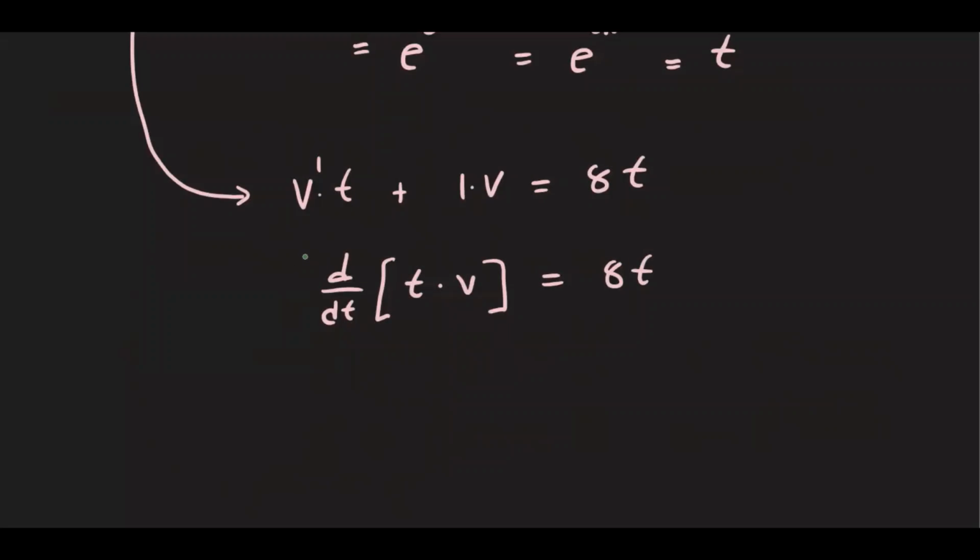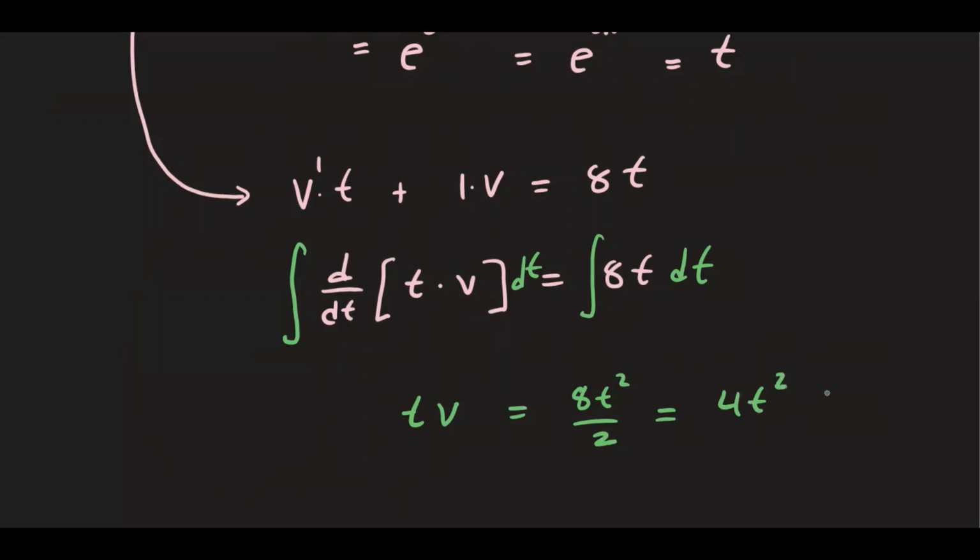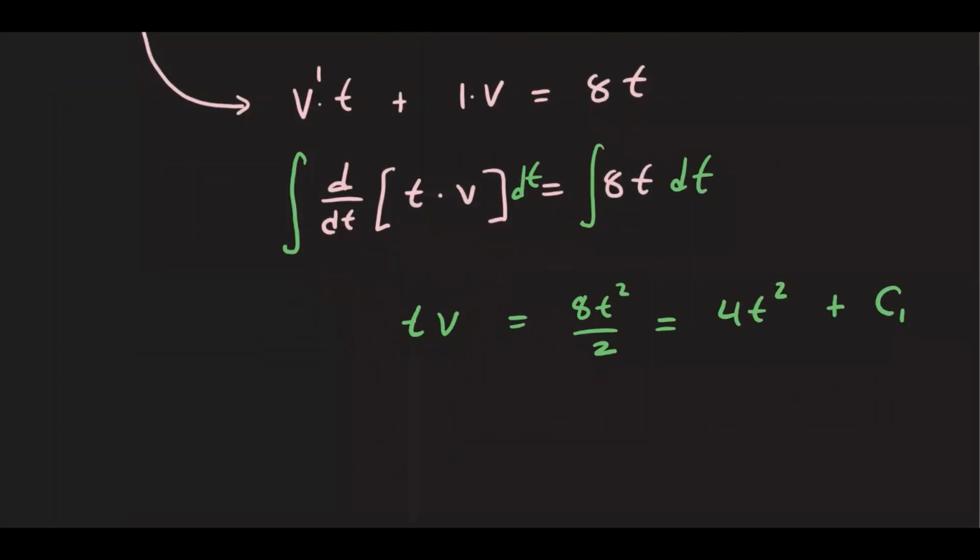So we're going to integrate both sides with respect to the t variable. So on the left-hand side, the derivative and integration will cancel out. So we have t times v is equal to 8t squared over 2, which is simply 4t squared, plus a constant c1. Let's put it c1 now, because there's going to be two constants for this equation, since it's a second order. Now let's go ahead and solve for v.